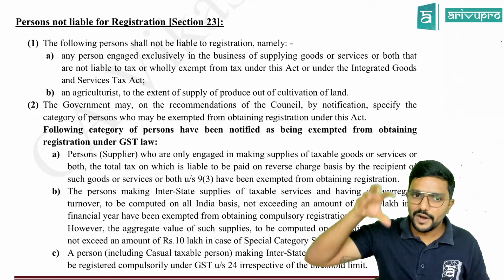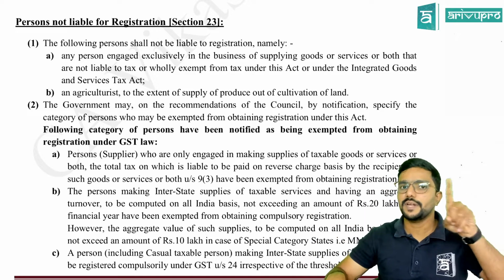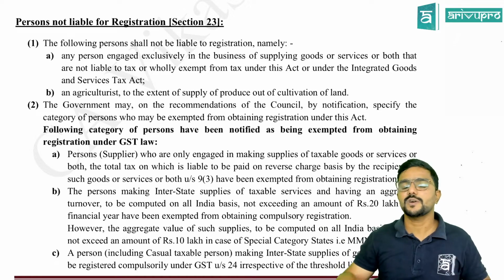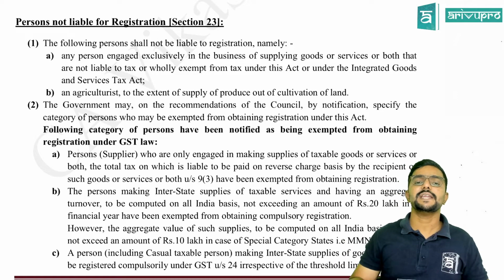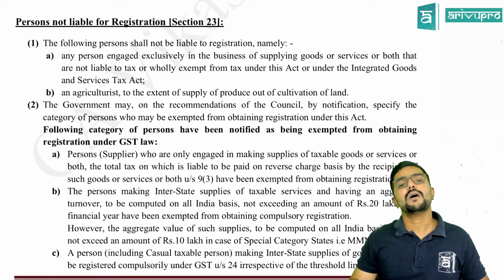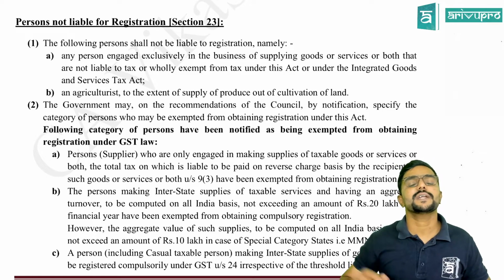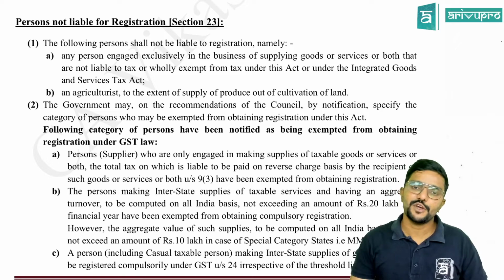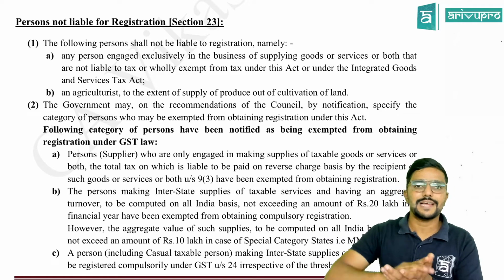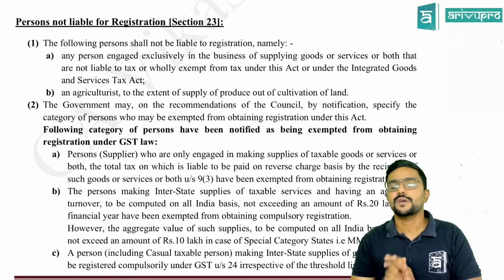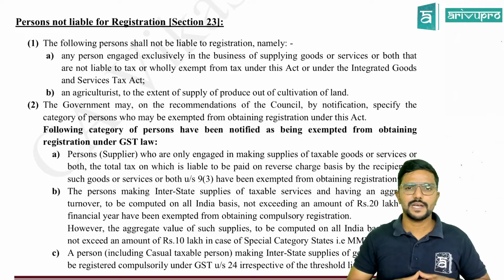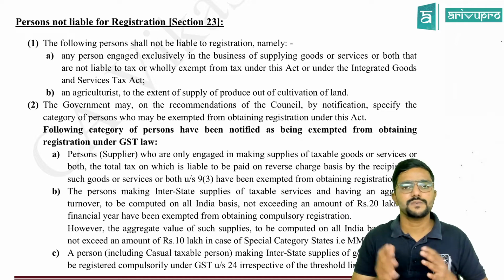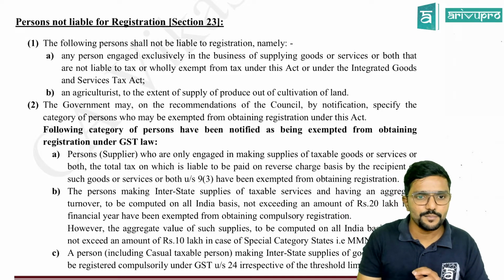Clear. Because point A here, 23 subsection 1 point A is talking about very clearly only if you are exclusively engaged in exempt supply or non-taxable supply, you are not supposed to get registered. If you are engaged in both, that is taxable as well as exempt supply, then you are not covered under this point. Clear? And I have various examples on this, guys. We will discuss that one by one once we cover these portions, provisions.